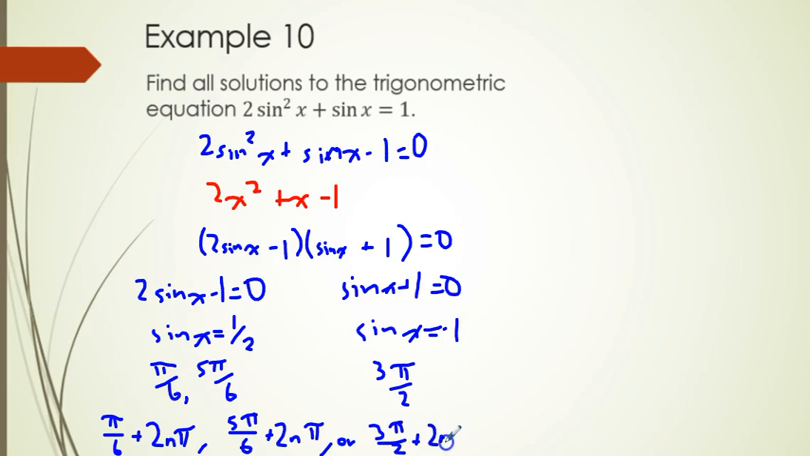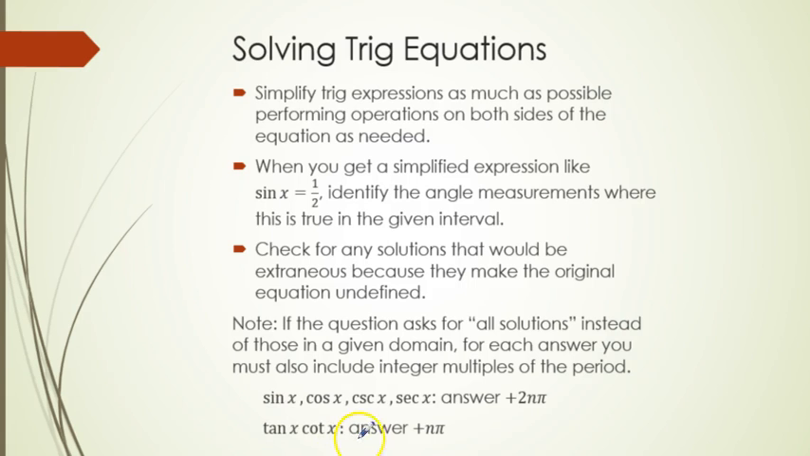So since all three of these were based on the sine function, all three of these use the plus 2n pi piece. If you remember from the notes earlier, I showed that when it's tangent or cotangent, you would just be adding n pi instead of 2n pi.